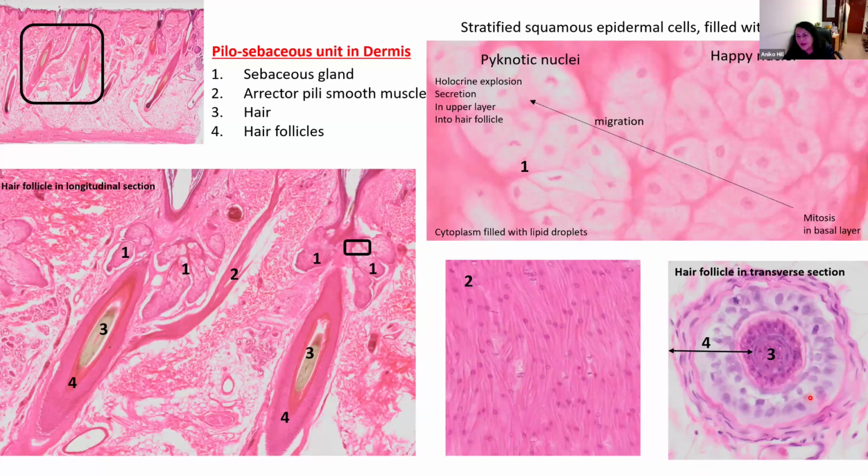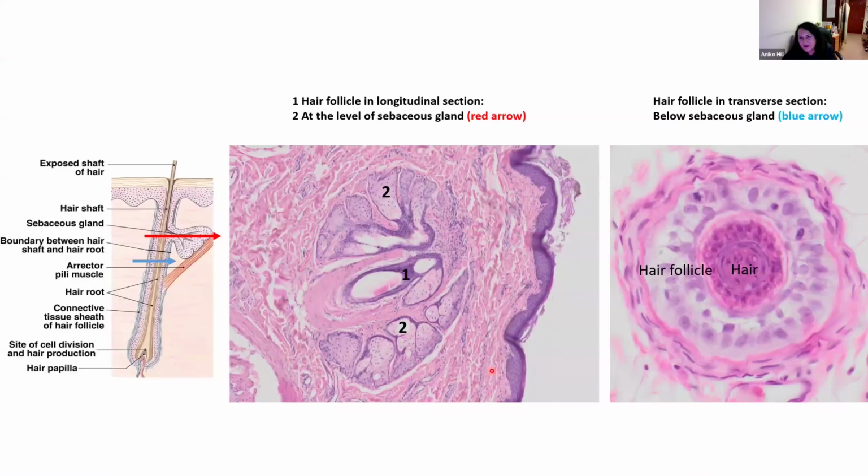Now, this is the hair follicle in transverse section, and 3 is basically the hair, and 4 is the different layers of the hair follicle. And the next slide is going to show you that this image is when the hair or the hair follicle is still very young, so to speak, as it's growing from the bottom up. This section is actually below the sebaceous gland, like here. So this section below the sebaceous gland, and you see it's one of the most beautiful histological images ever.